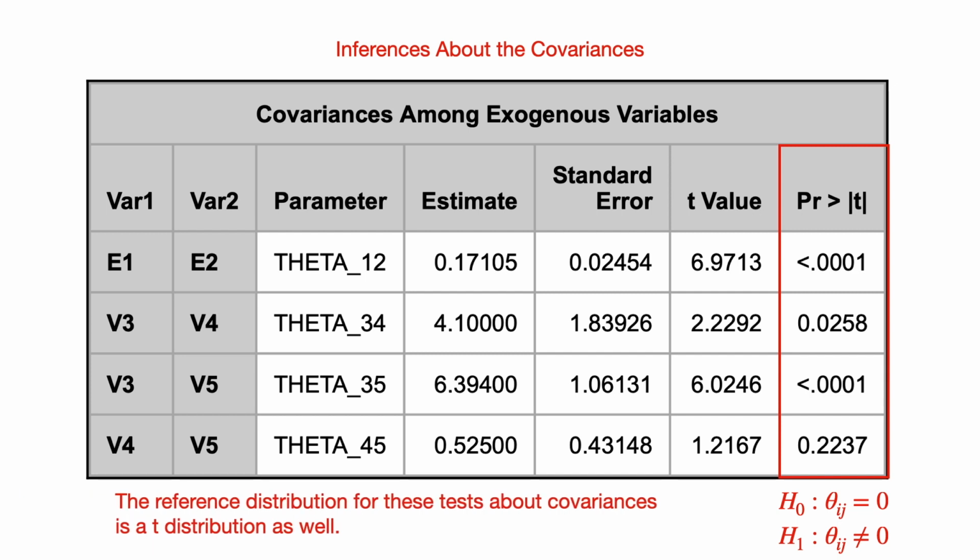The reference distribution for these tests about covariances is a t-distribution as well. Now that may not be quite as surprising as it was for the tests about the variances, because covariances can take not only positive values but negative values. So this is perhaps not that surprising.